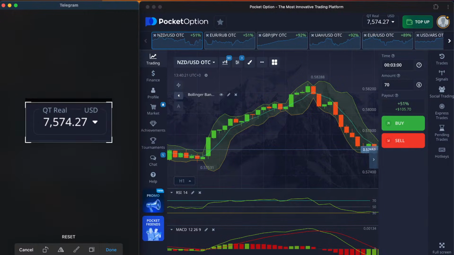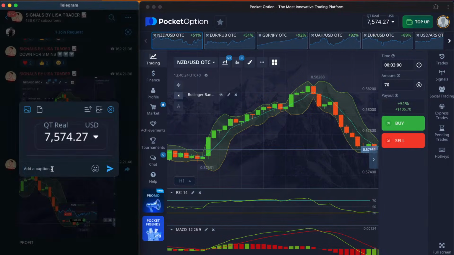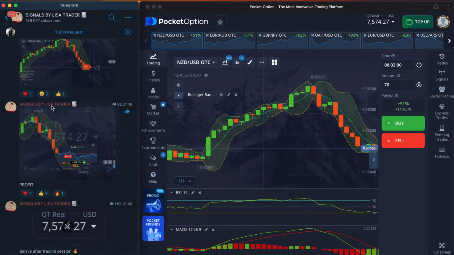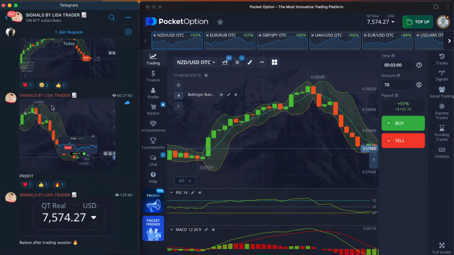Wait a second. Opa. So here is the balance after the trading session. Perfect, guys.